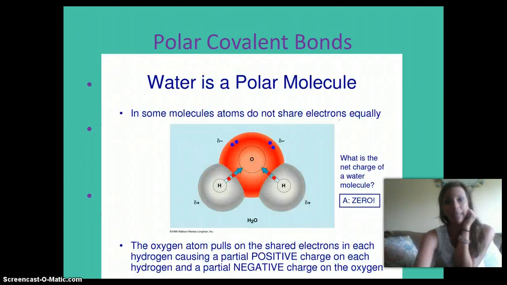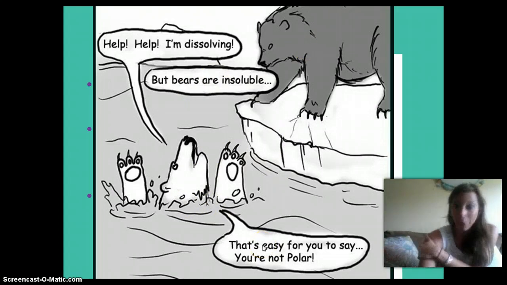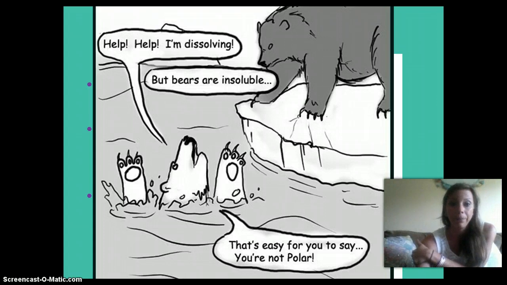So here is the example. As you see, the hydrogen is being pulled towards the oxygen, causing the bent shape. And here's just a cute cartoon to help you remember. Here's a polar bear in water. Help, help, I'm dissolving. And this brown bear saying, but bears are insoluble. And he's saying, easy for you to say, you are not polar. So the polarity allows things to dissolve easily in water.